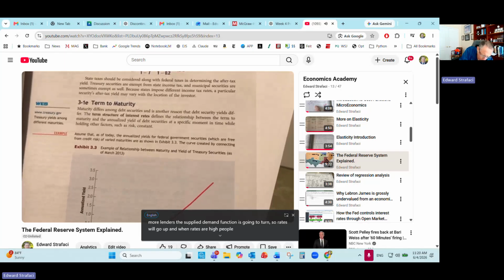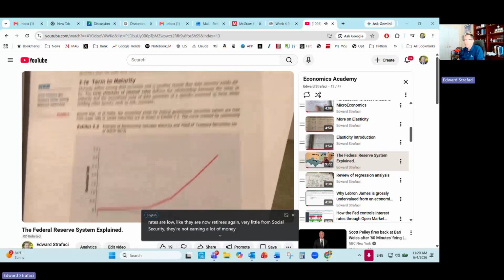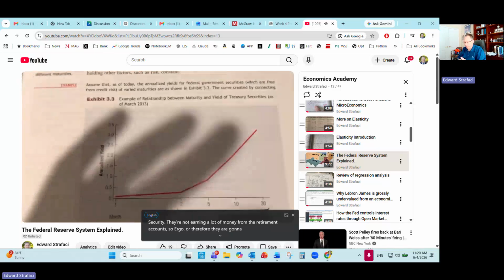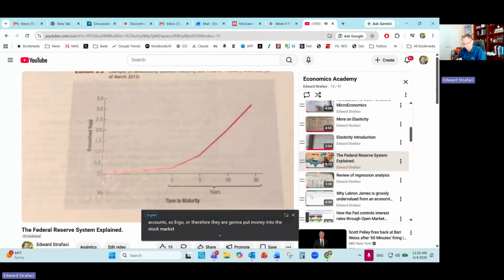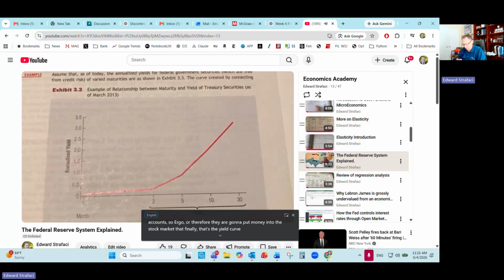But when rates are low like they are now, retirees are getting very little from Social Security. They're not earning a lot of money from their retirement accounts. So ergo, or therefore, they are going to put money into the stock market. That's the yield curve. And the yield curve is a visual view.